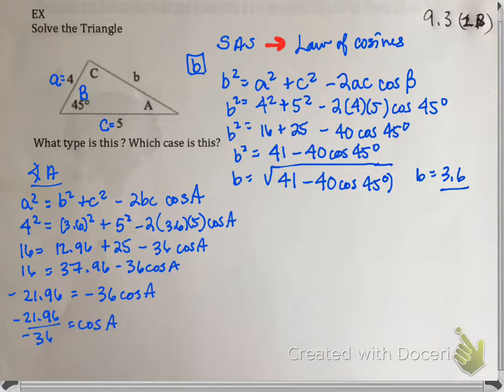To get cosine by itself, I'm going to have to take the inverse cosine of both sides. So this equals cosine inverse of 21.96 divided by 36, and that's going to give me angle A. And when I do that on my calculator, and by the way, my calculator is in degrees, I get the value of angle A equals 52.4 degrees.